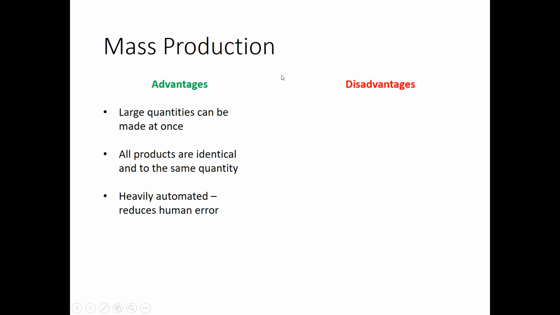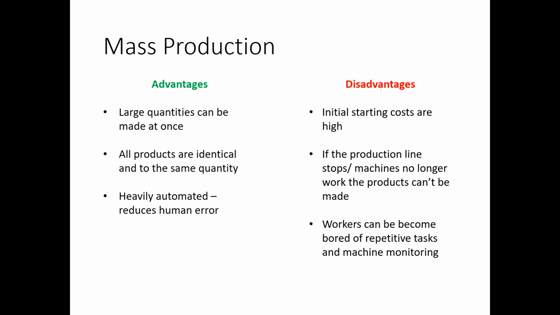Advantages of mass production: large quantities can be made at once, and all products are identical and to the same quantity. Heavily automated, that means it reduces your human error, so all products essentially should be pretty much perfect.